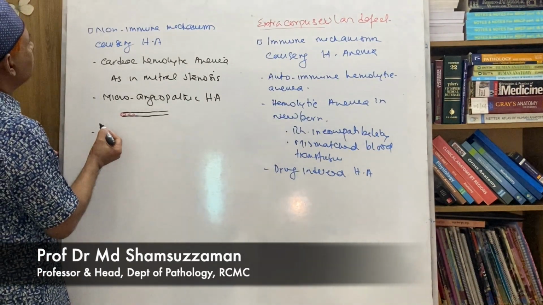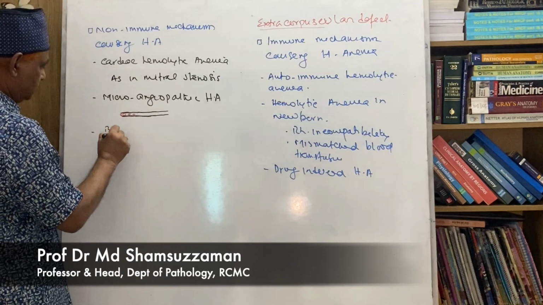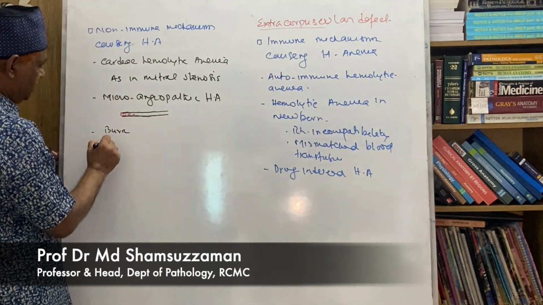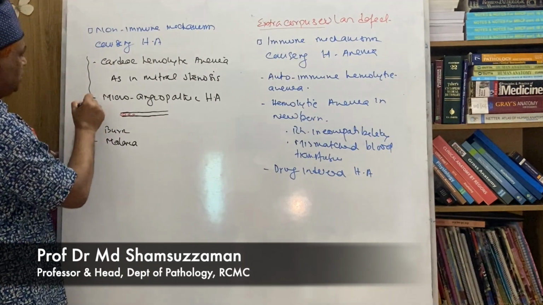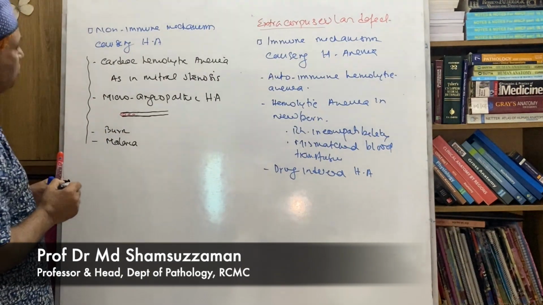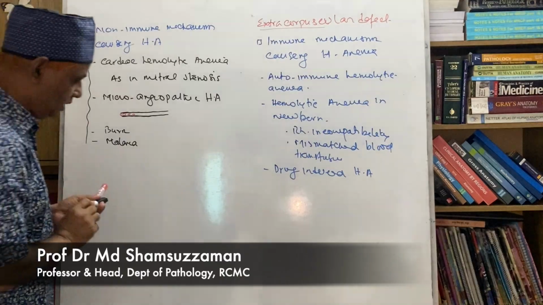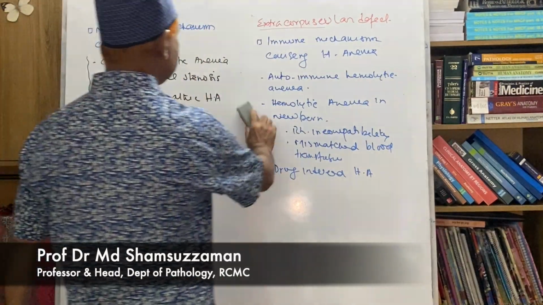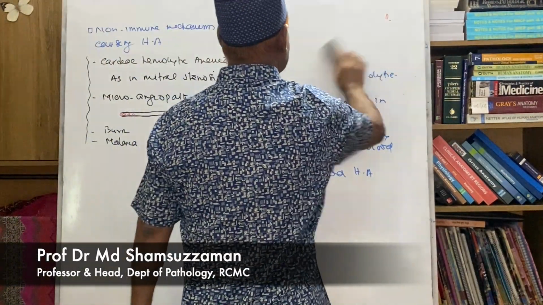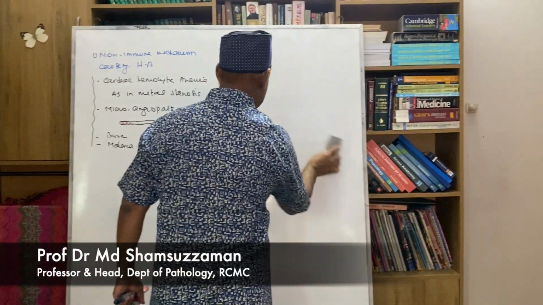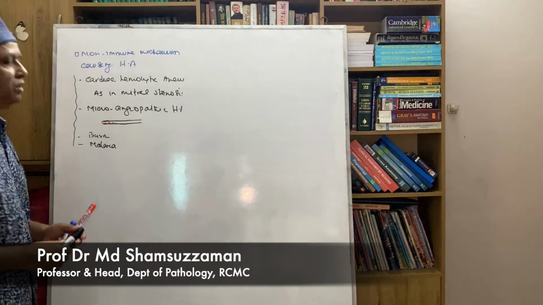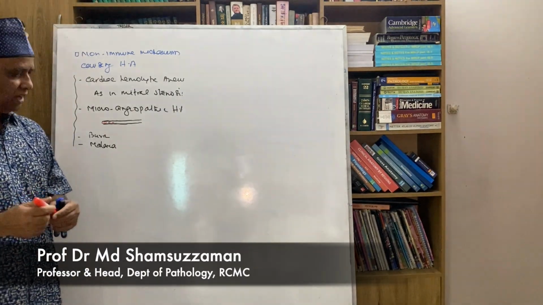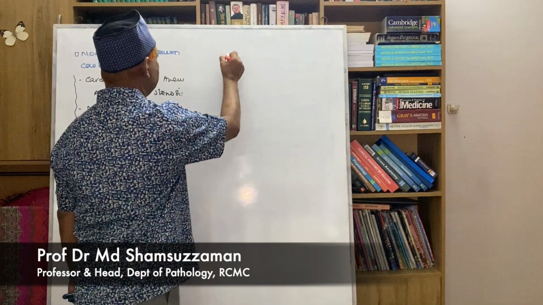Then hemolytic anemia in burn, hemolytic anemia in malaria. So these are the non-immune mechanisms causing hemolytic anemia, briefly. So this is all about the classification of hemolytic anemia in short. Today I want to discuss thalassemia. Now come to thalassemia.